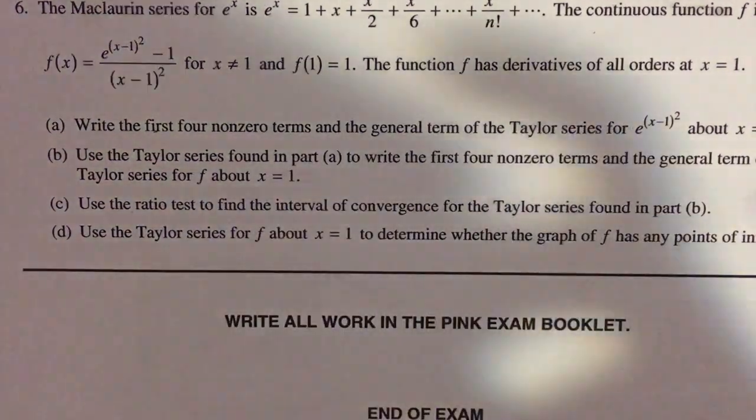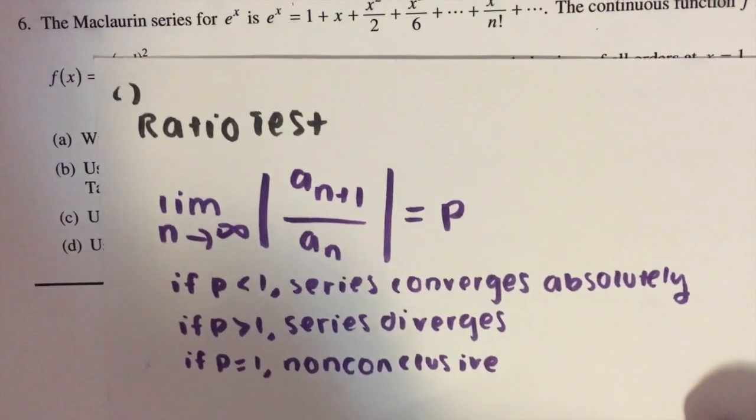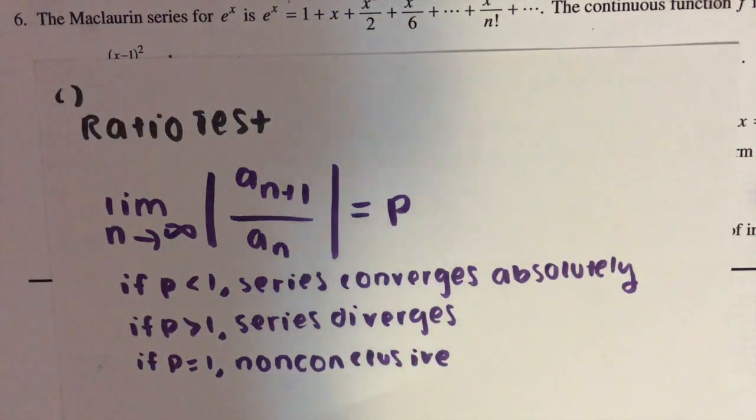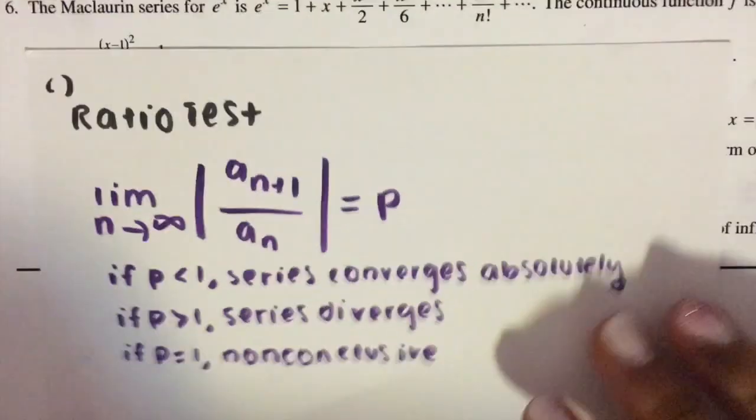Again, the ratio test is the limit as n goes to infinity of a sub n plus 1 over a sub n, set to some value p. If p is less than 1, then the series will converge absolutely. If p is greater than 1, then the series will diverge. And if p equals 1, the test is inconclusive.